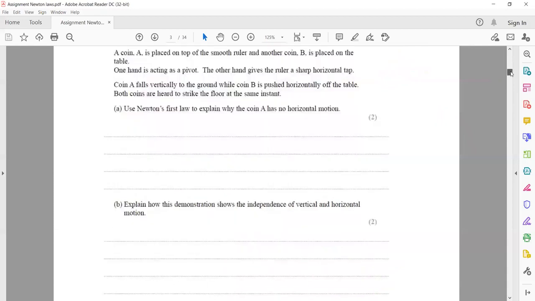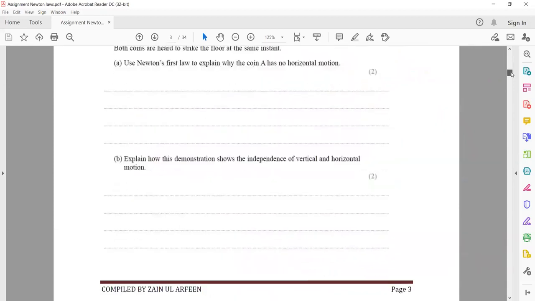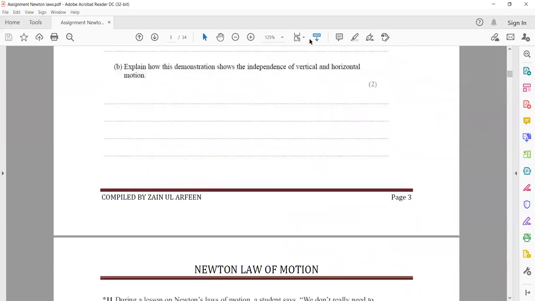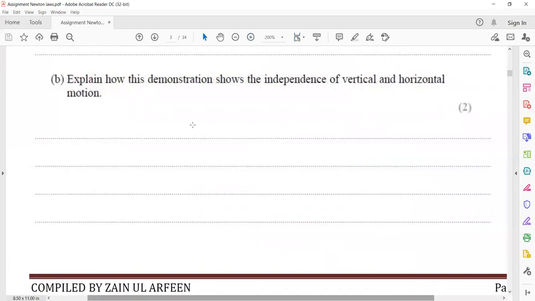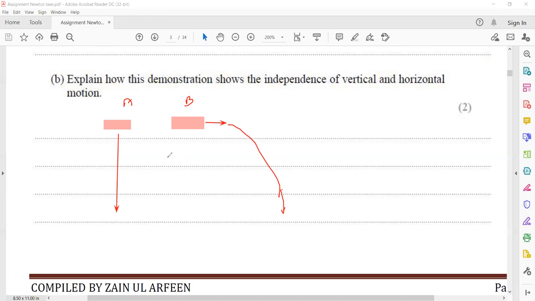Then the next question: explain how this demonstration shows the independence of vertical and horizontal motion. So how does this show that horizontal and vertical motions are independent, do not depend on each other? As we can see, coin A falls vertically and coin B follows a projectile motion. It is having both horizontal and vertical components. This is a trajectory followed by coin B, but both hit the ground at the same time, as they mentioned in the question, that we hear the sound at the same time.